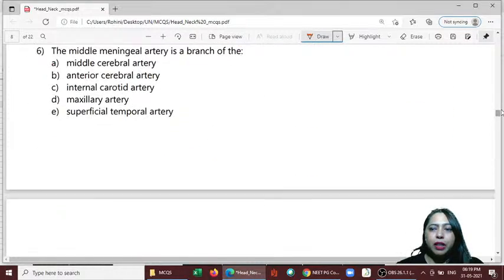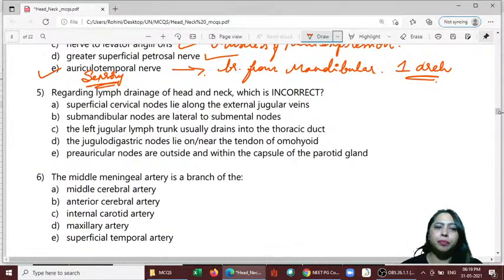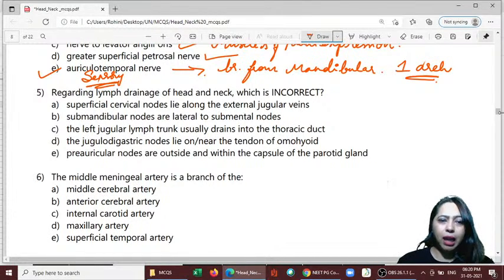Regarding the lymphatic drainage of the head and neck, which one is incorrect? We have to pick the one which is incorrect. Which one does not hold good? That is what we are talking about. Regarding the lymphatic drainage of the head and neck, identify the one which is incorrect. Now the answers are: superficial cervical nodes lie along the external jugular vein. That is the first one.